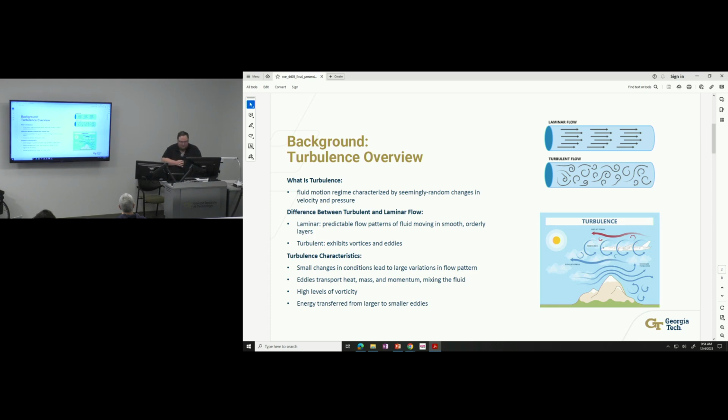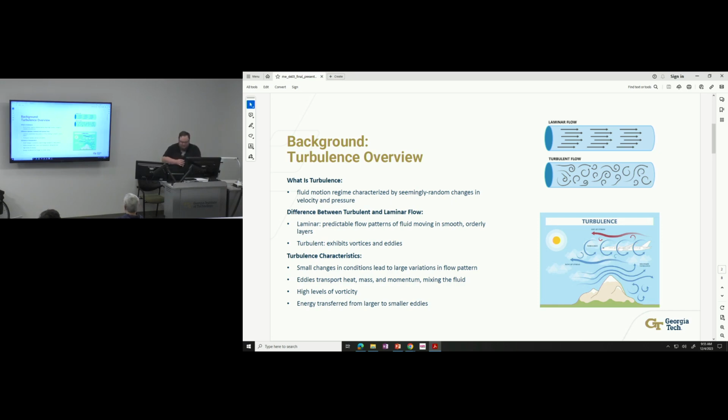As depicted in the top right image, laminar flow is characterized by predictable patterns of motion in layers, whereas turbulent flow has significant mixing and eddying. Some of the characteristics of turbulence are irregularity. It's inherently unsteady and unpredictable over time. Even in steady flows, small changes in the conditions can lead to large variations in the flow pattern. It has diffusivity, so turbulent flows enhance the mixing and transport of momentum, heat, and mass in the system. That's due to the eddies and swirls that transport properties between different layers of the fluid.